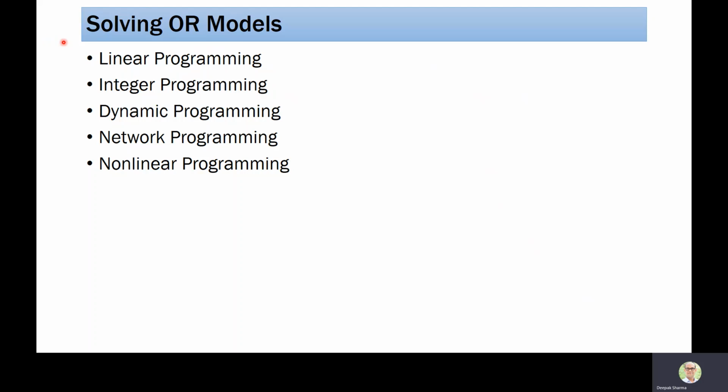There are different OR models. OR stands for Operations Research. These models include linear programming, integer programming, dynamic programming, network programming and nonlinear programming. In this particular course, we will be focusing on linear programming and network programming.